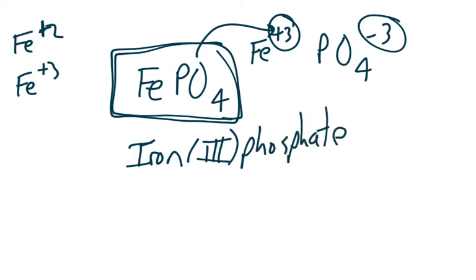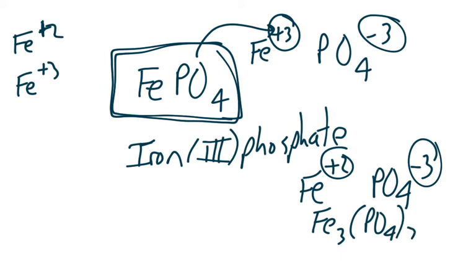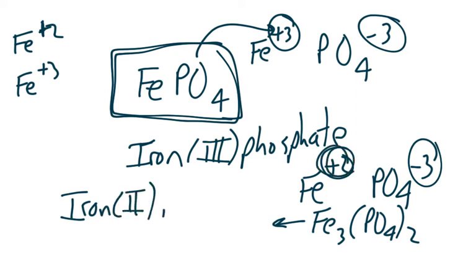Had it been the other iron, which is the +2 iron, and we crisscross that, you would get Fe, the 3 would go here, the 2 would go to the entire phosphate, so you would put it in parentheses, and that one would have been called iron Roman numeral 2, because we used the 2 phosphate. Okay? So that's how you name when there are polyatomic ions involved.